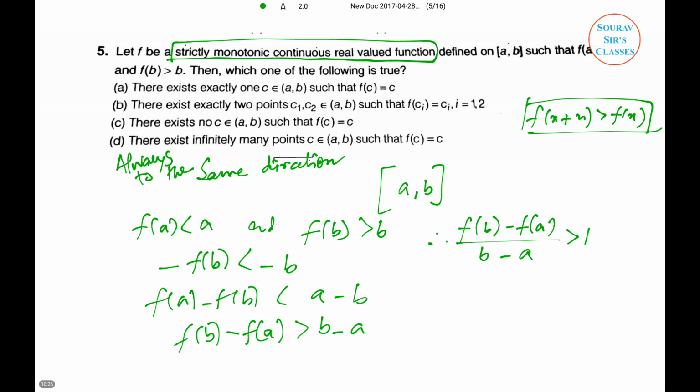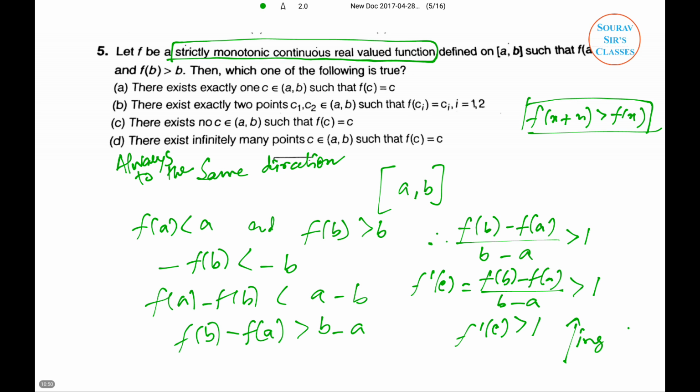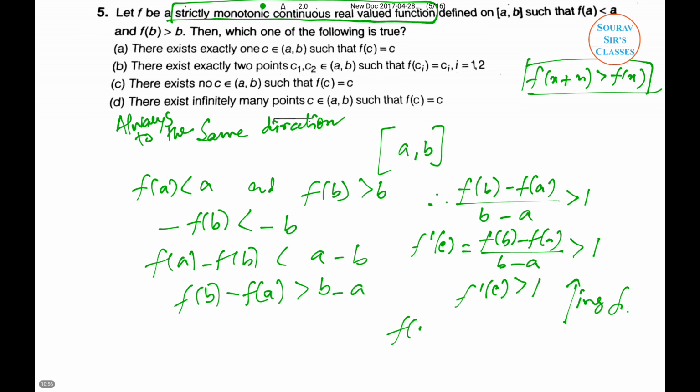So with respect to Lagrange's theorem, we can write that this is nothing but equal to f dash c. Remember that Lagrange's theorem we are applying. So that is f of b minus f of a by b minus a. And this one is greater than 1 also. So simply f dash c is greater than 1. So then f of x is a strictly increasing function. So only one value of c is possible. Hence f of c equal to c exists in this interval. So luckily the very first option is the correct answer. Okay. Next.